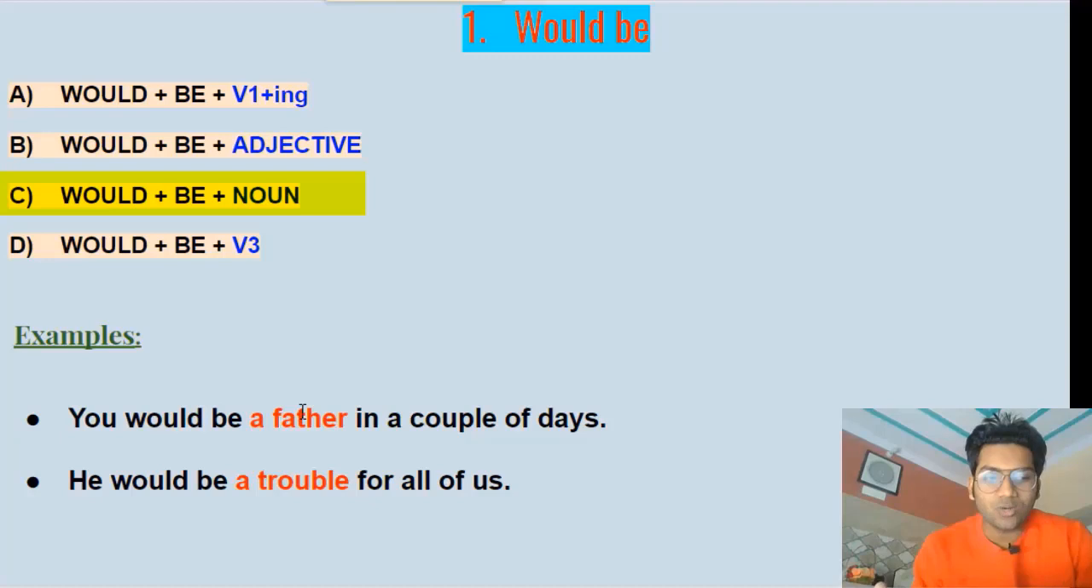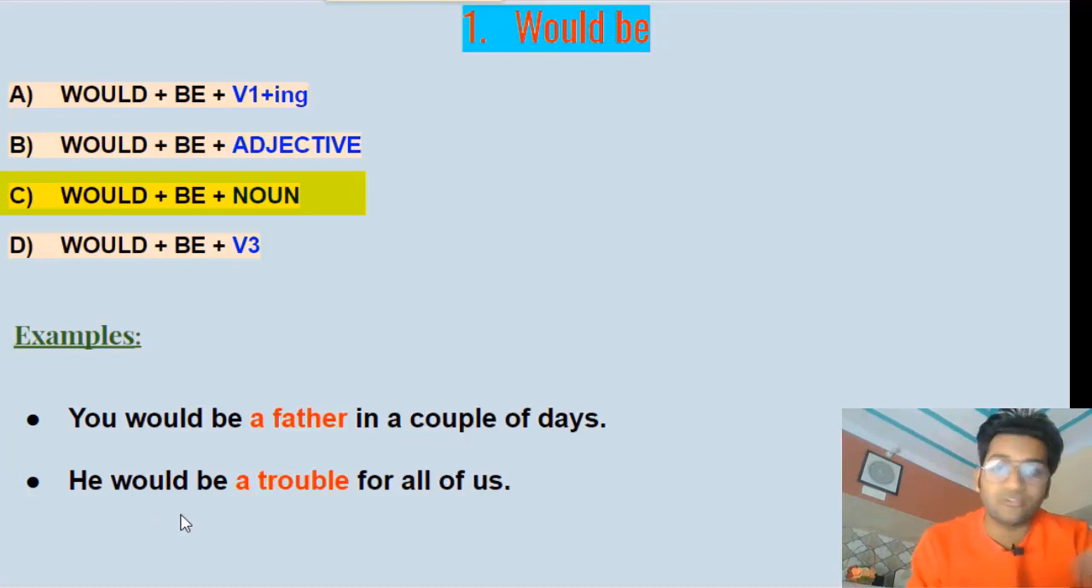Okay, so since you're not certain about it, that's why you're using would. If you are certain about it, you will use will. You will be a father in a couple of days, but you don't know that, right? So let's just hope it happens. And to show the hope and to show that this situation is not real, we're using would. You would be a father in a couple of days. You would be a father, a noun phrase.